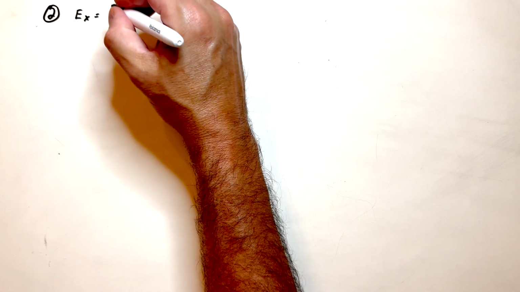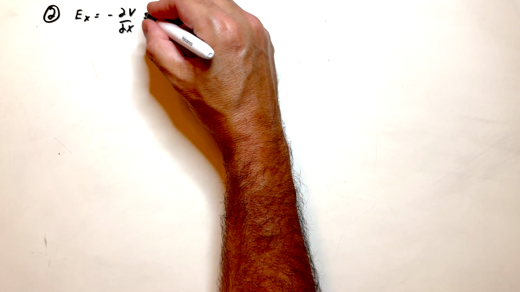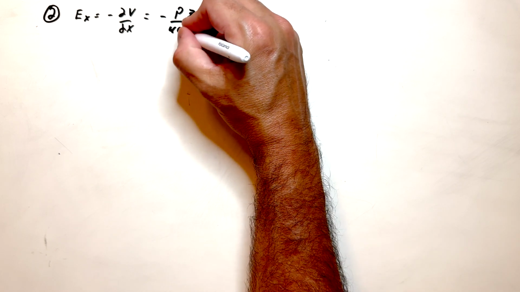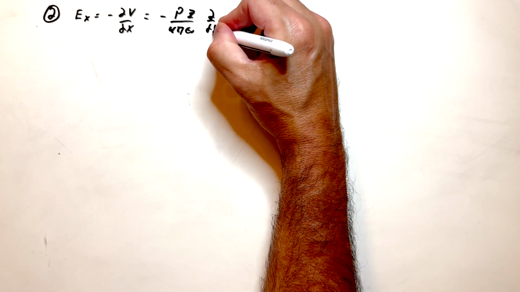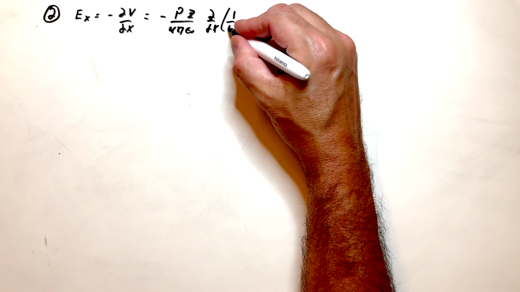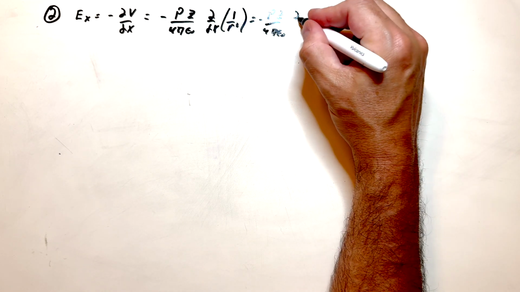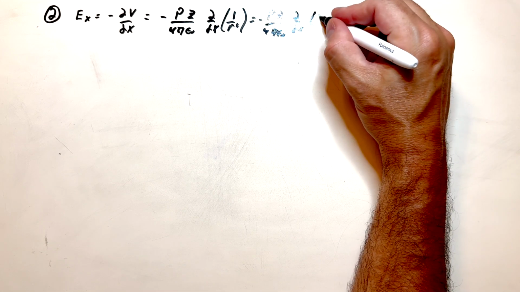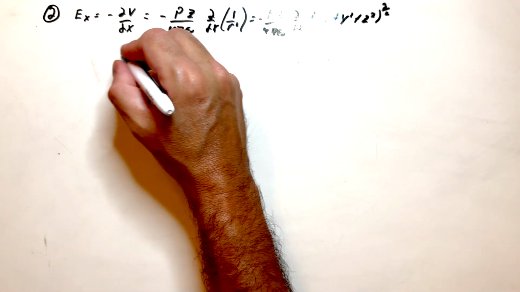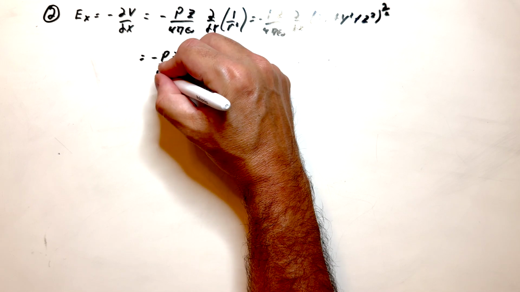E sub x is going to be equal to minus dV over dx, which is just going to be minus p, the z just comes right out because there's no x dependence in it, over 4 pi epsilon naught times the partial derivative with respect to x of 1 over r cubed. So we'll just write that 1 over r cubed minus pz over 4 pi epsilon naught. And now let me expand out that r cubed and write it as x squared plus y squared plus z squared to the 3/2 power. So now we just need to take the derivative of this.